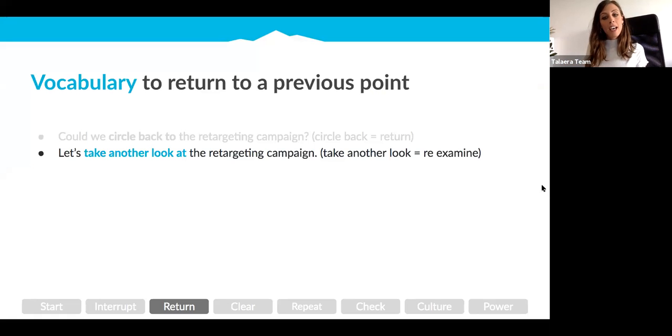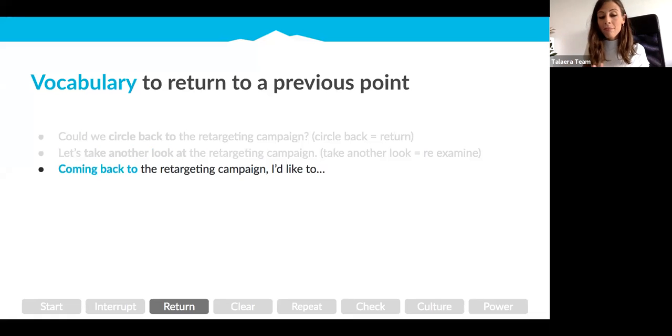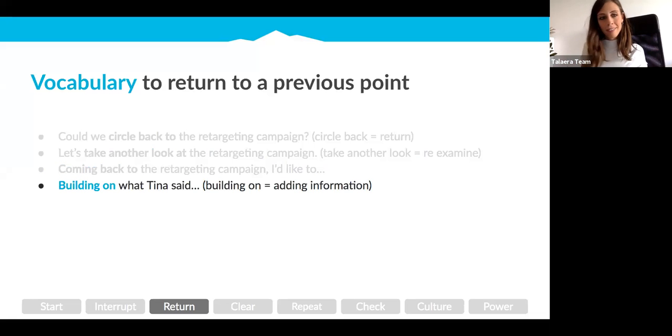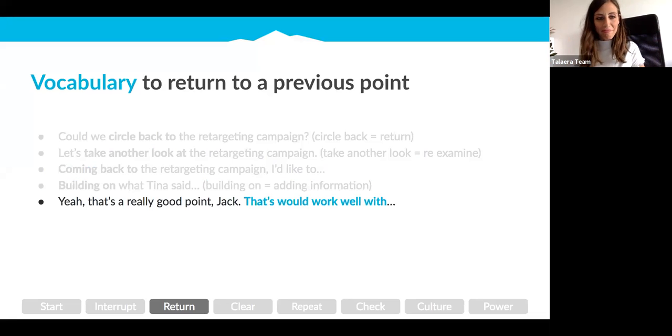Also, "Let's take another look at the retargeting campaign." Take another look is to re-examine. "Coming back to the retargeting campaign, I'd like to..." or, when you add your point, "Building on what Tina said," it's like adding information. Like, all right, I heard what she said, and I also have something to add. "Can we go back to that?" Or, "Yeah, that's a really good point, Jack. That would work well with..." and then you kind of change the topic. This is similar to when you interrupt.